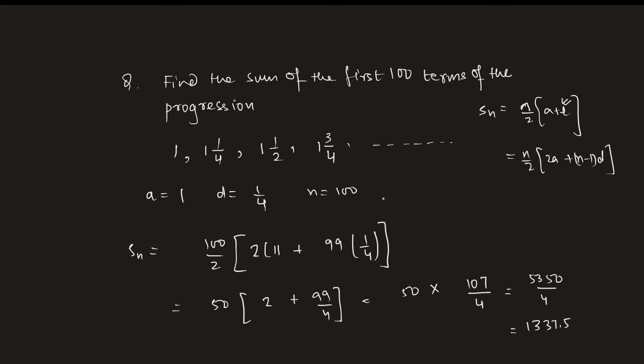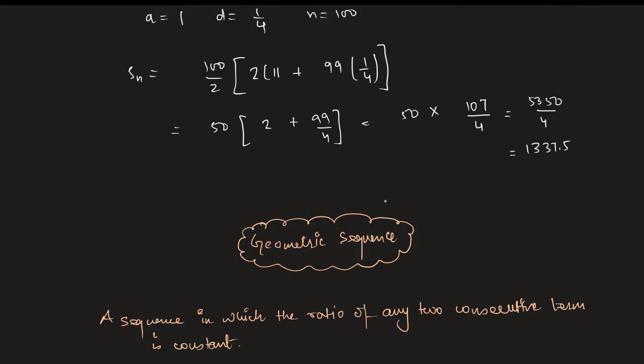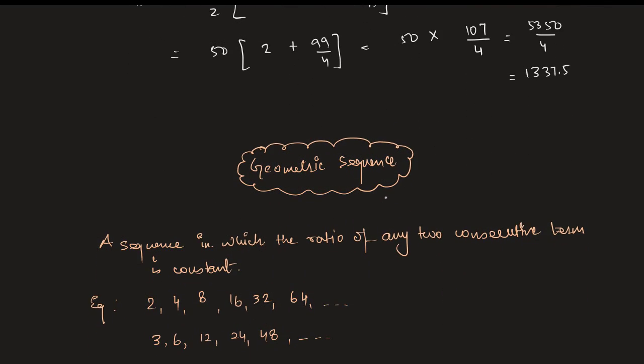Chalo, now let's move on to the next type of sequence, that is geometric sequence. A geometric sequence is a sequence in which the ratio of any two consecutive terms is constant. So in AP, the difference between any two consecutive terms was the same. In this, the ratio of any two consecutive terms is constant. What do you mean by the ratio? It means the second term divided by the first term.